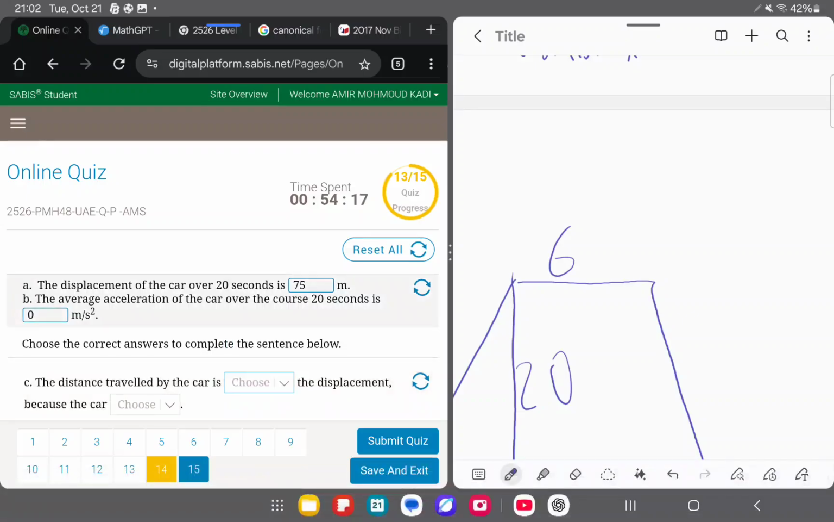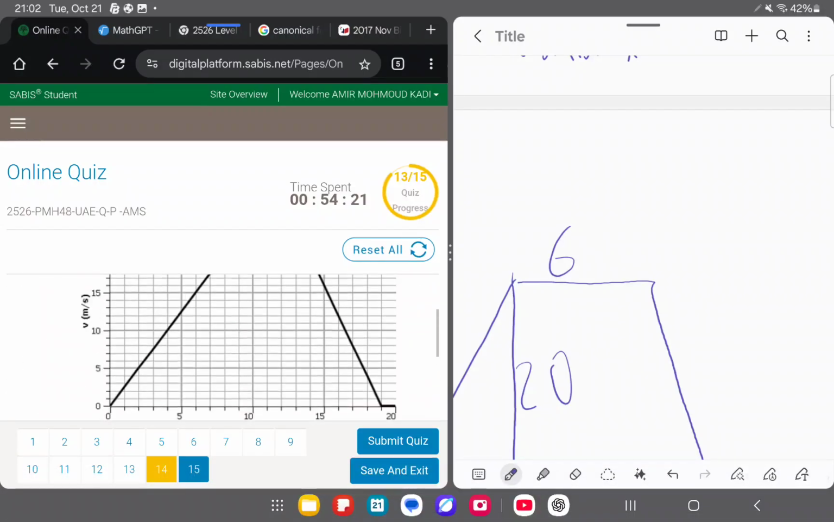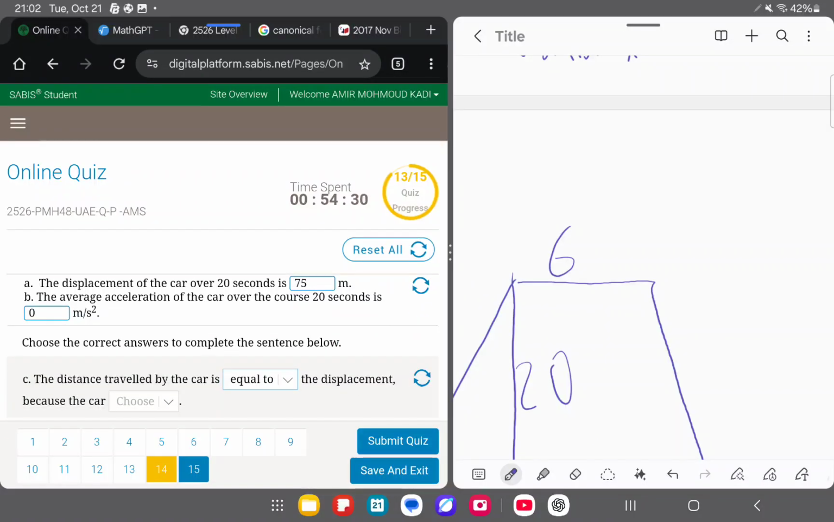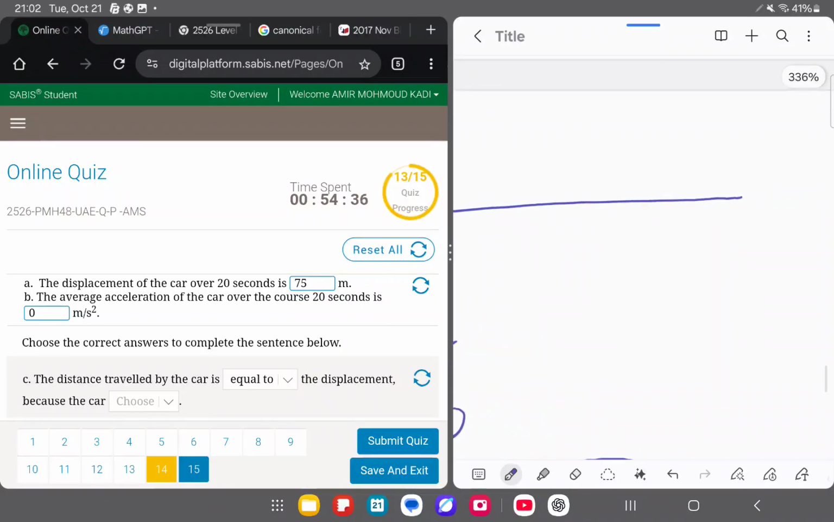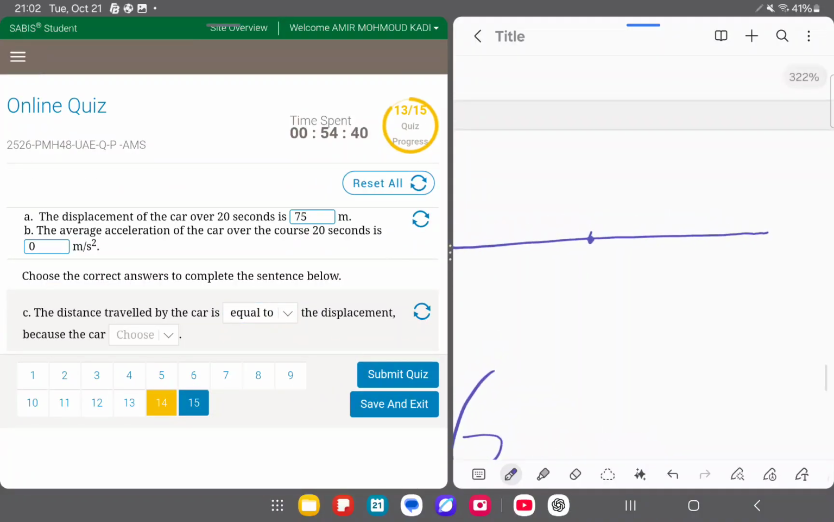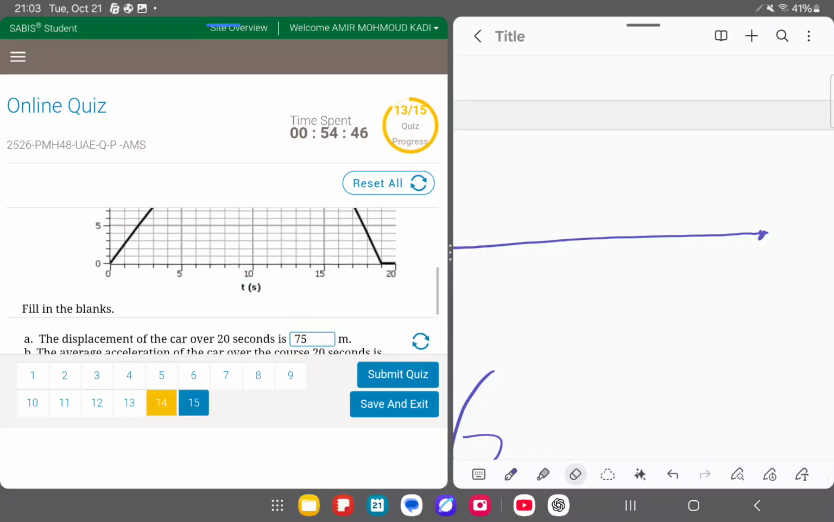Okay, the distance traveled by the car is equal to the displacement, because over here they stated that it's a straight horizontal road, meaning it doesn't go left, it doesn't go right, it's just a constant straight line. Displacement always has to have a change in direction, but in this case, distance is equal to displacement because the car does not change direction.